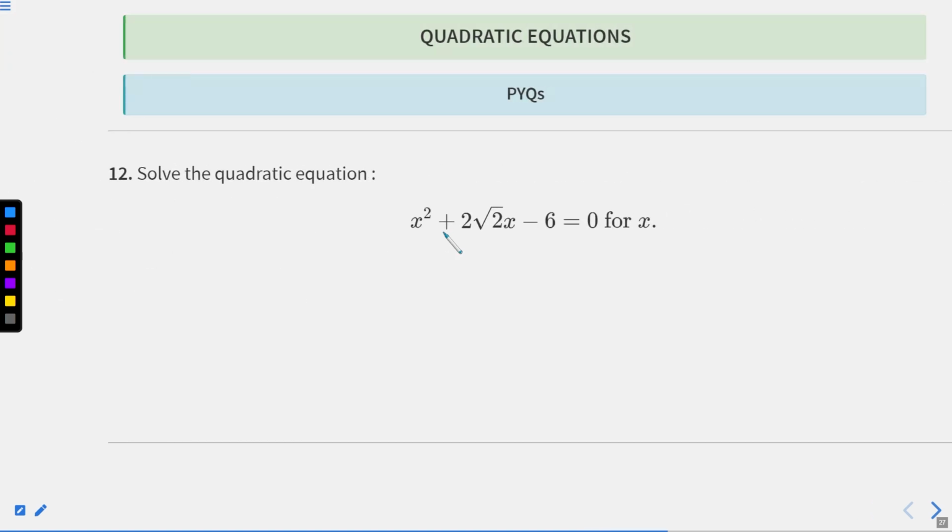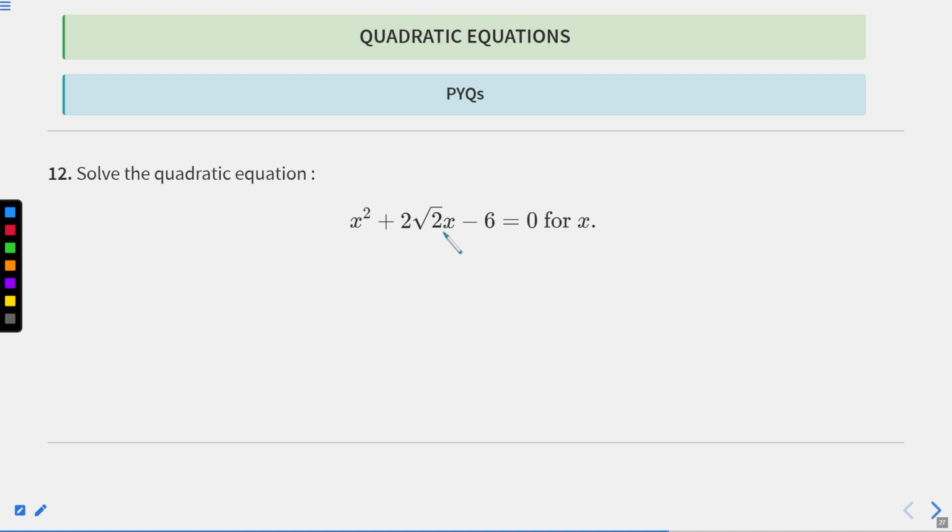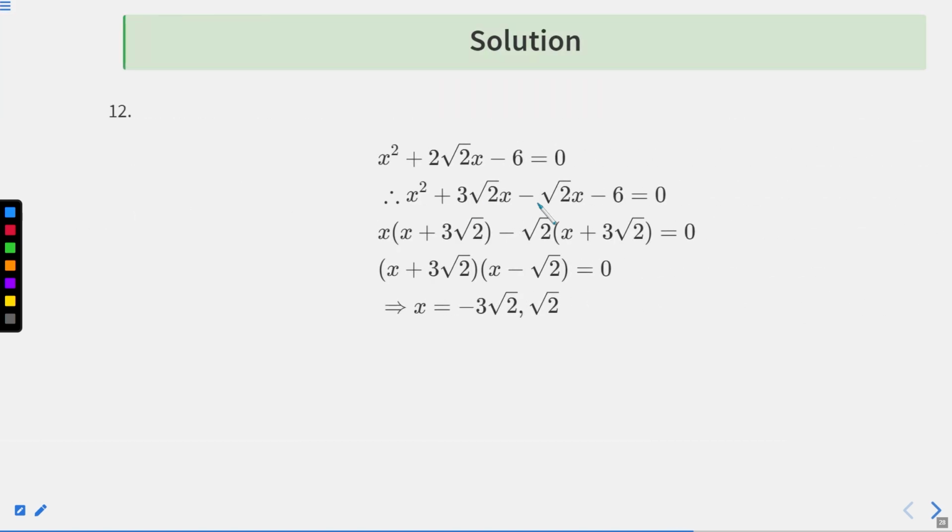Now let us move to question number 12. In question number 12, you have to solve the quadratic equation x square plus 2 times root 2 x minus 6 is equal to 0 for x. For solving this quadratic equation, we can use the factorization method, or we can use the quadratic formula. So let us solve this problem.